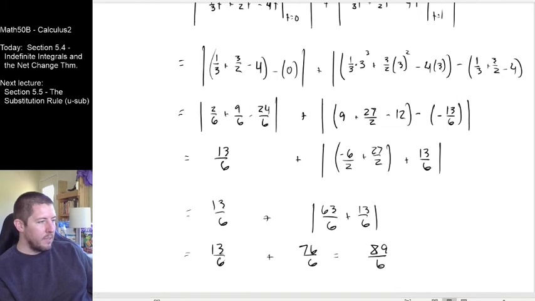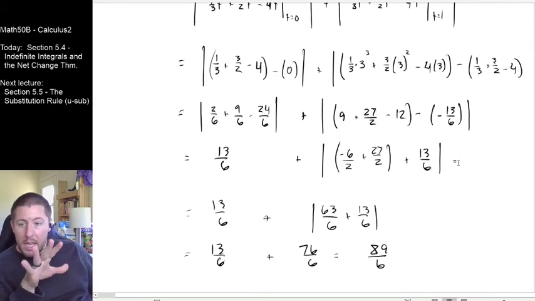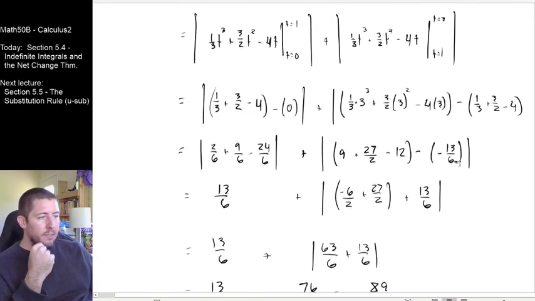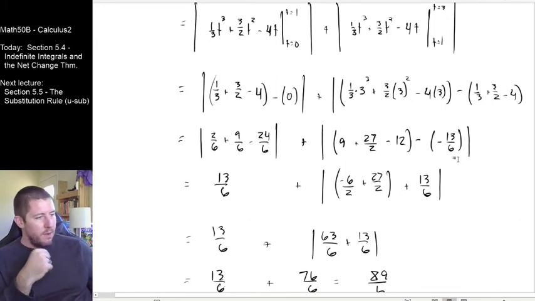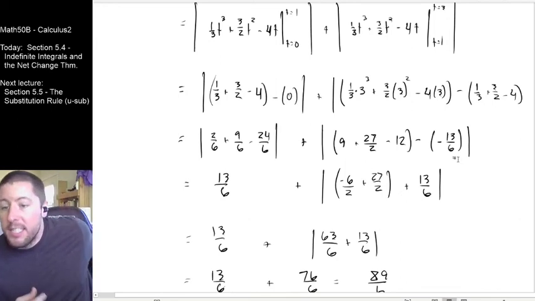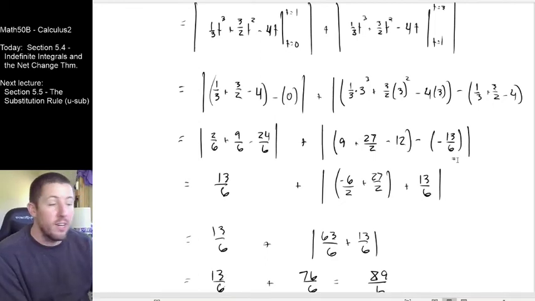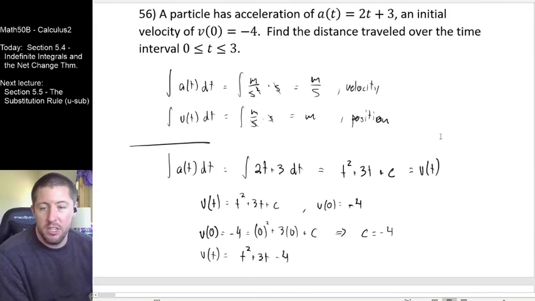89 sixths is what I'm getting for our total displacement on that guy, and that should not reduce at all. Given that I handled all my fractions correctly, which I always get a little nervous about when I'm wrapping up a problem, conceptually speaking, here are very important things: we were given our acceleration information. We integrated acceleration to get velocity.